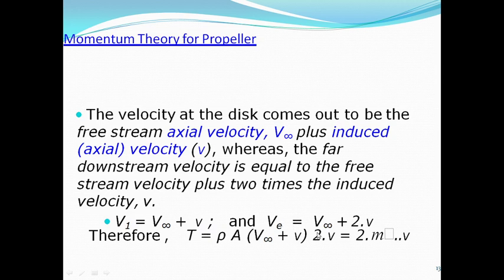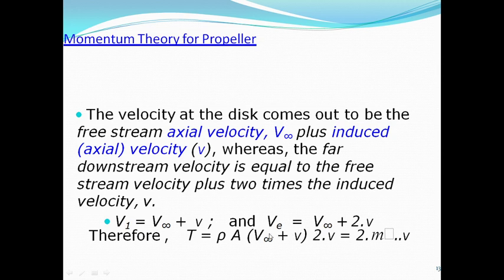Similarly, VE is equal to V infinity plus 2 times v, because when we consider the exit part, this should be equal to the free stream plus the velocity imparted ahead of the actuator, and again on the exit we are imparting some velocity. So that's why we give 2 times the induced velocity.